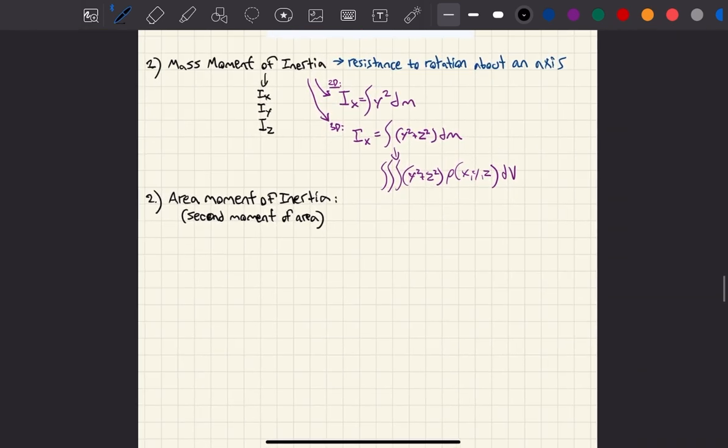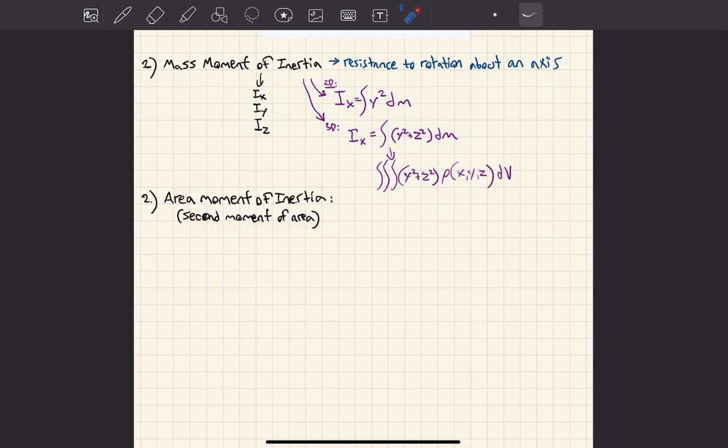What does this one represent? Well, again, we use this one in mechanics of materials. Do we have any rotation? Do we have any motion in mechanics of materials or statics? Well, no, we don't. We only have small deformations or deflections. So consequently, this isn't a measure of the resistance to rotation about an axis, it's a measure of resistance to bending about an axis.